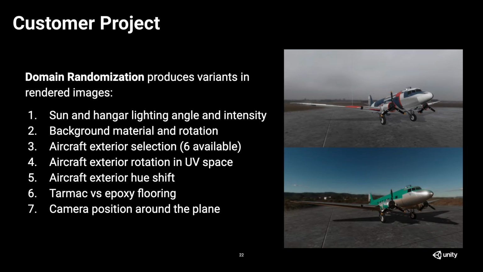Domain randomization produced many variants in the rendered images, and you can see a couple on the right. We employed domain randomization to vary the sun and hangar lighting, angle, and intensity. We also varied the background material and rotation, the aircraft exterior selection, the aircraft exterior rotation in UV space, the aircraft exterior color shift to account for different types of lighting conditions, and tarmac versus epoxy flooring, 2 choices.